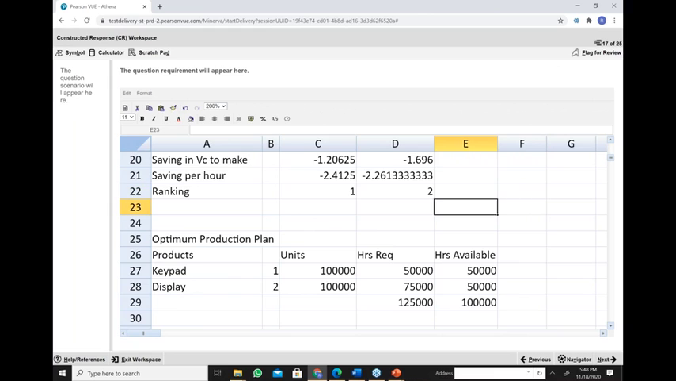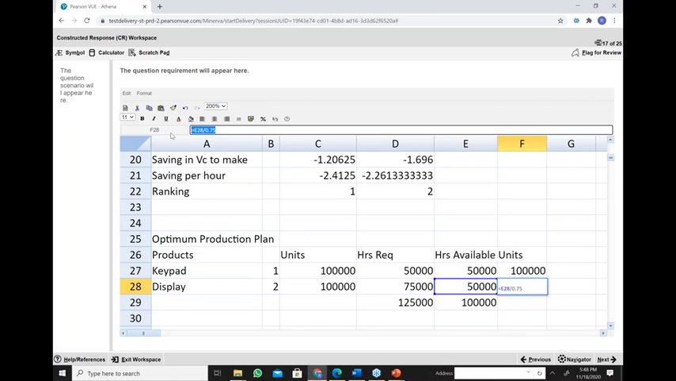Now, let's work out the units. So, keypad units, how many we'll produce? We require 50,000. We have 50,000, so we can produce complete 100,000 of keypads, right? For display screen, we require 75,000. We have 50,000, right? So 50,000 divided by each display screen requires 0.75 hours, which means we'll produce 66,667. Okay, clear? So 66,667 is what we'll produce.